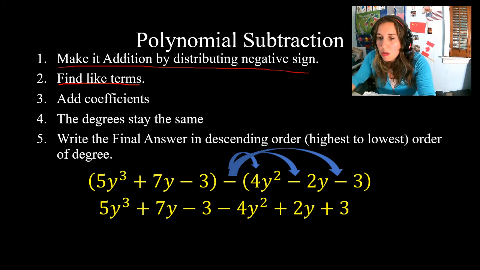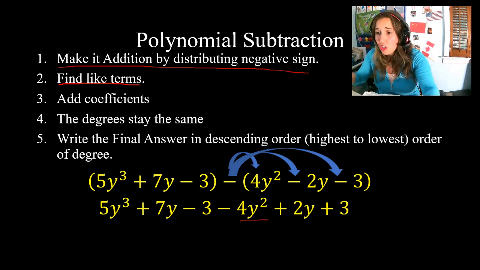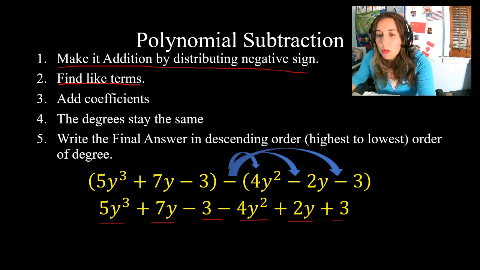Now I'm going to look at my y squared. And you don't have to go in this order. This is the way I prefer. You might just see the like terms and go from there. That's fine. I'm going to see if there's another y squared: no, no, no, no. So there's nothing to combine the y squareds with.